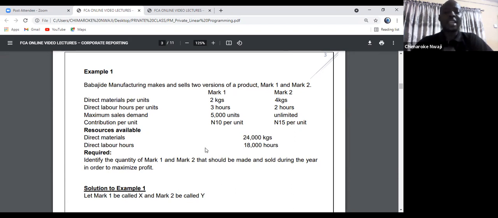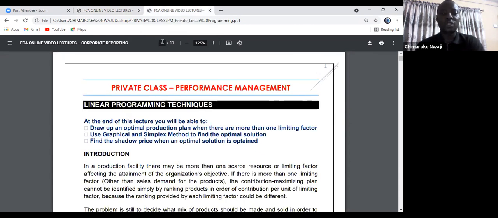Required, identify the quantity of Mark 1 and Mark 2 that should be made and sold during the year in order to maximize profit. So how many of Mark 1 are you going to make and how many of Mark 2 are you going to make so that you will get the highest contribution, which will lead to profit. So let's solve this question right about now.